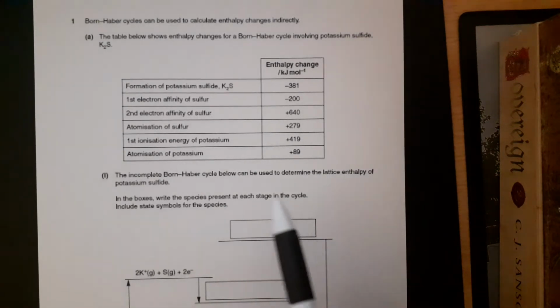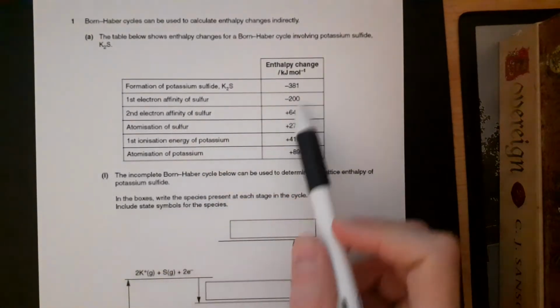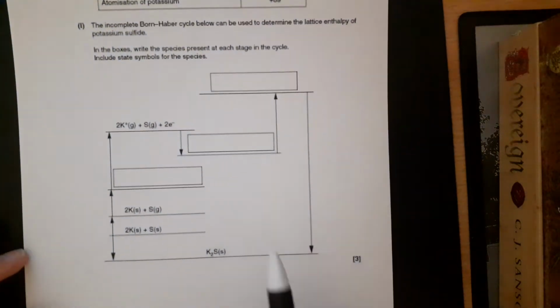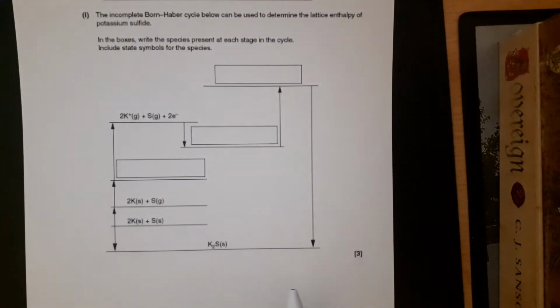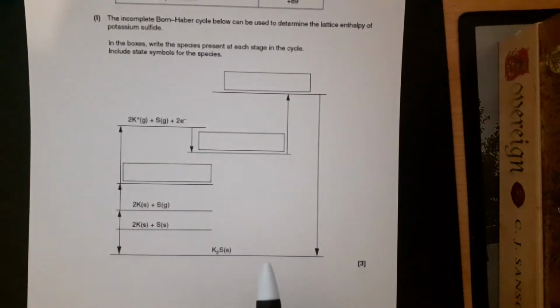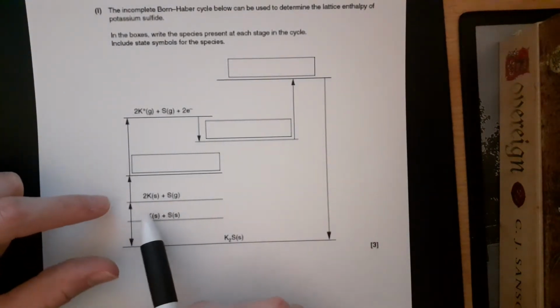So here we've got another question. It looks very similar to the previous video. We've got all our enthalpy changes and the values here. But the first thing we've got to do this time is we've got our Born-Haber cycle, and it's saying in the boxes write the species present at each stage. So we've got to fill in the gaps basically. So let's have a look and see what's going on here.